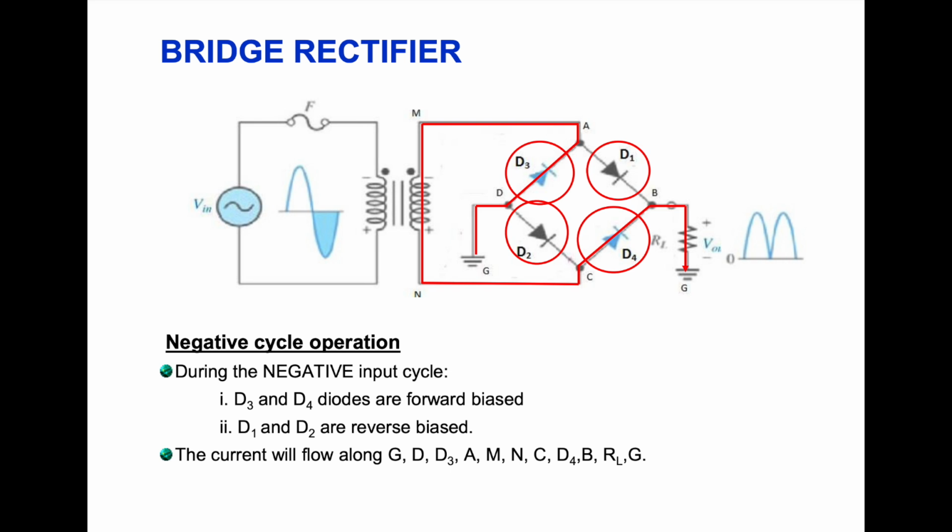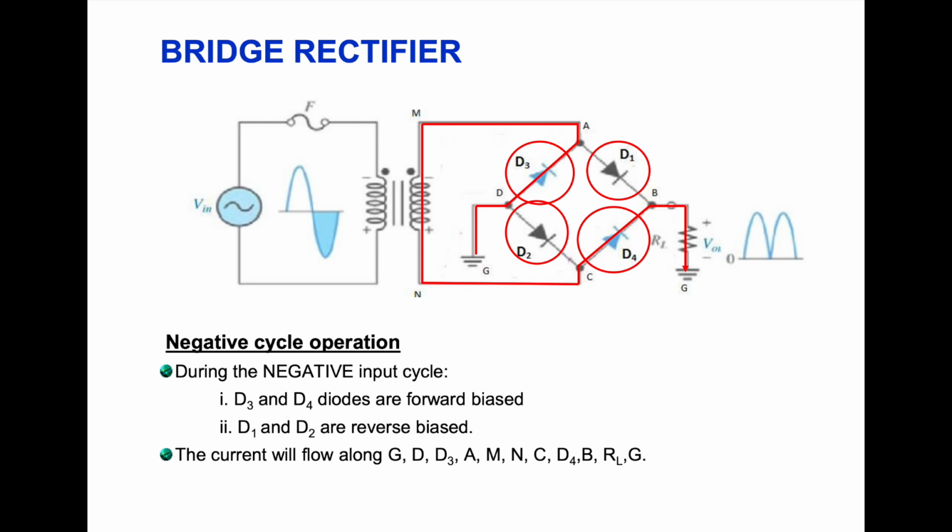From that we know that the current will flow the other way, which is along G, and then D3, A, M, N, C, D4, B, RL, and also G.